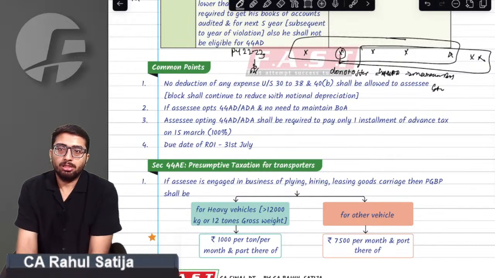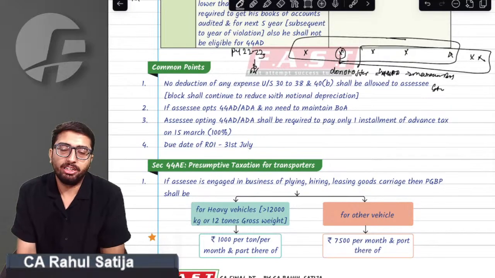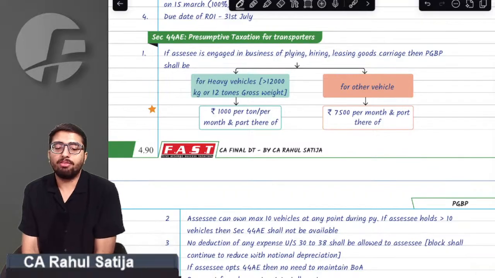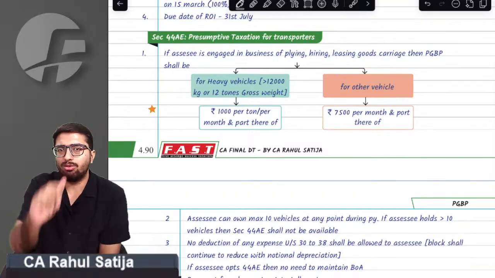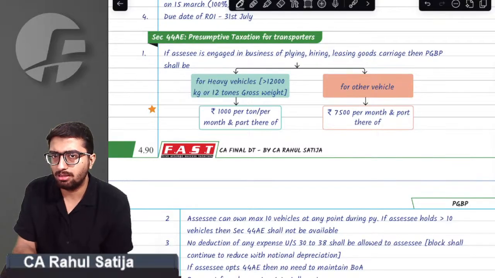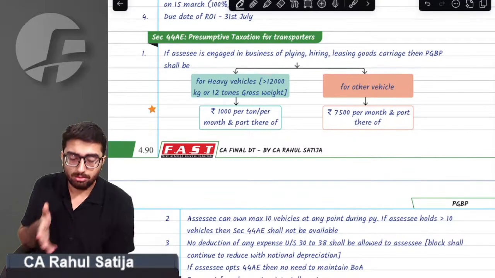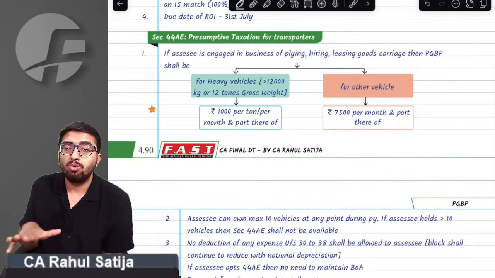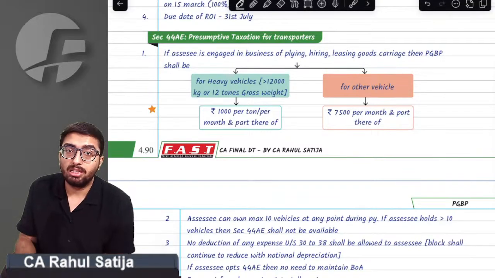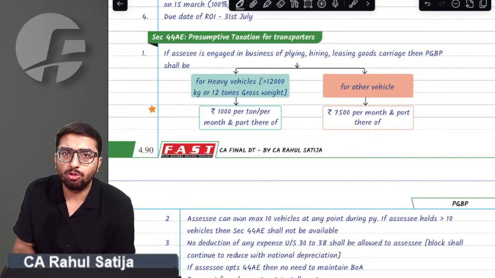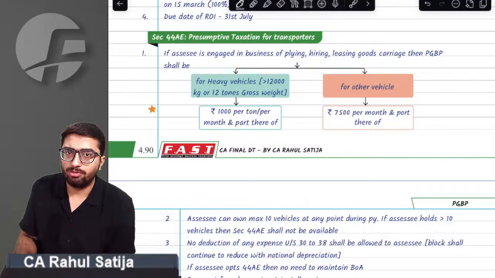44AE, what does it say? If the assessee is engaged in the business of plying, hiring, leasing, ultimately goods transport agencies, and if you have any truck or any vehicle whose weight exceeds 12,000 kg, remember, not 12,000, exceeds 12,000, you can declare an income amounting to 1,000 rupees per month, per ton, per truck. 1,000 rupees you can offer.